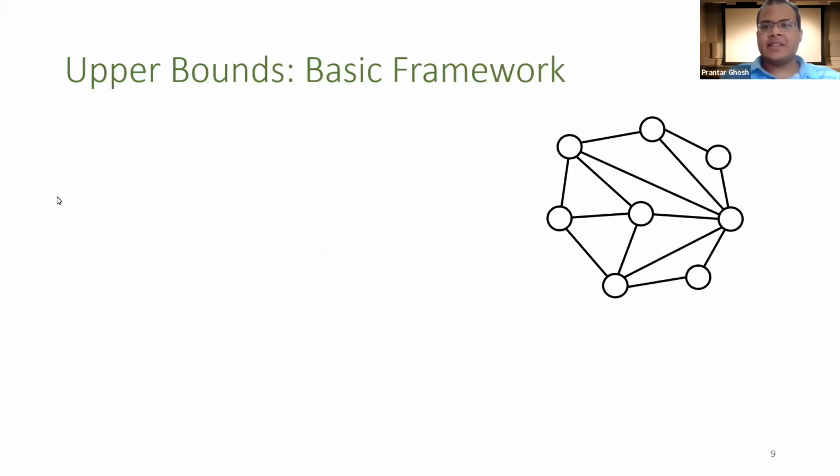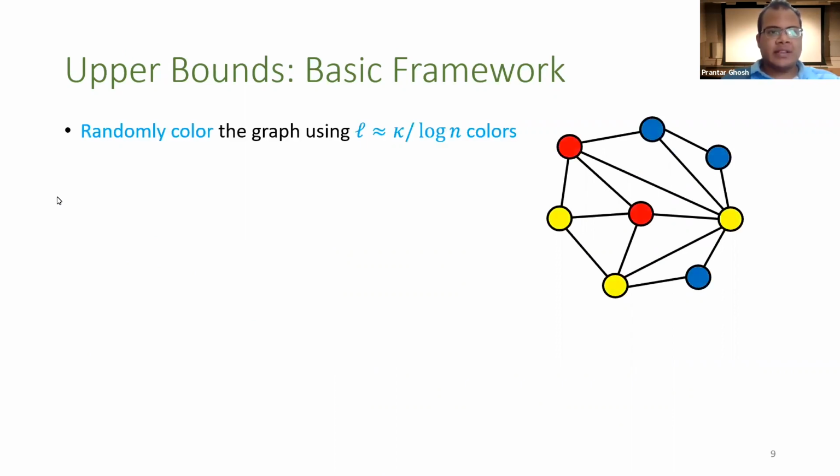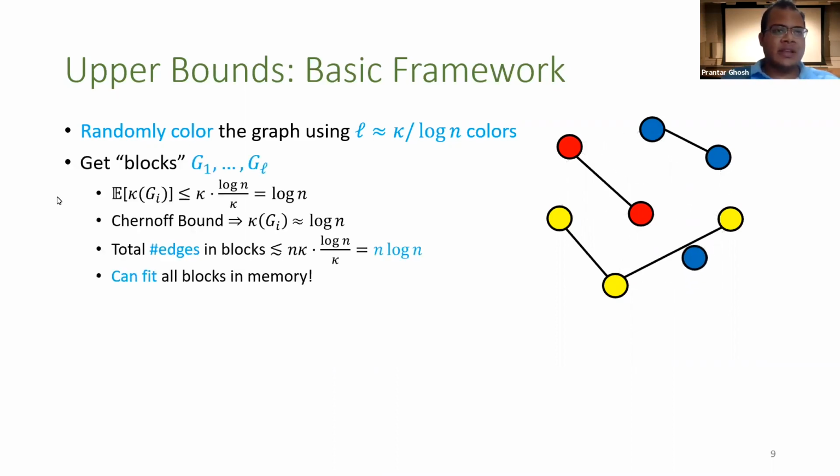Now let me tell you the basic framework that's common to our algorithms. We first randomly colored the graph using L equals roughly kappa over log n many colors. I'm ignoring some constant and epsilon factors here. After we do this random coloring, we get these monochromatic subgraphs that we call blocks, G1 to GL.